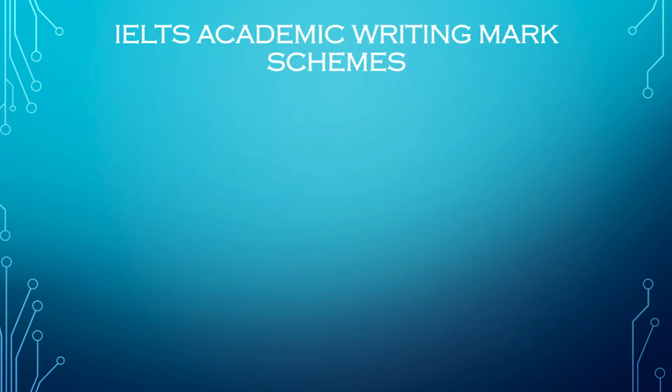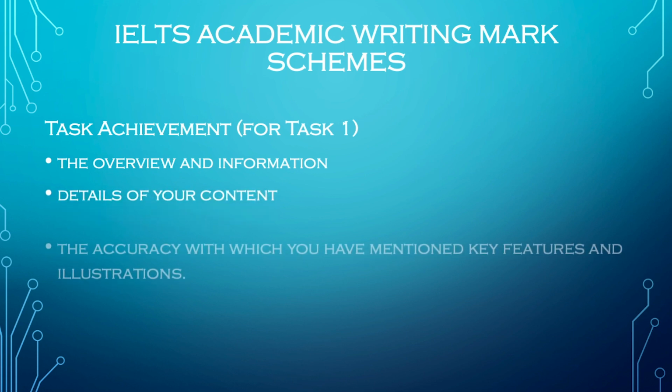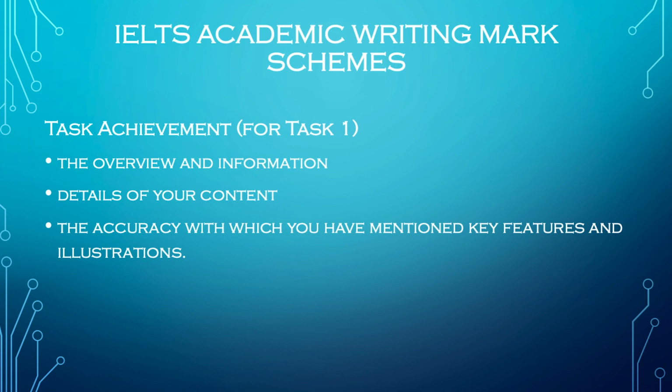Now when it comes to task achievement for task 1, this criterion examines the overview and information that you provide, details of your content, and the accuracy with which you have mentioned key features and illustrations. You're supposed to write 150 words for task 1, else there will be a penalty for under word count.